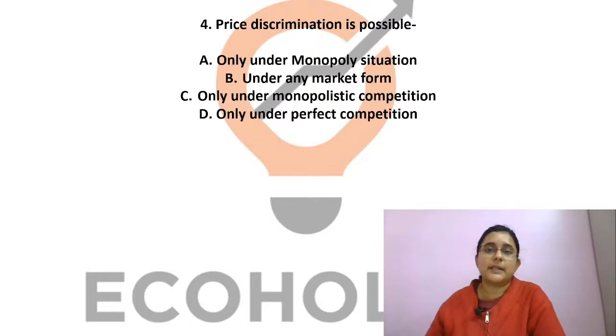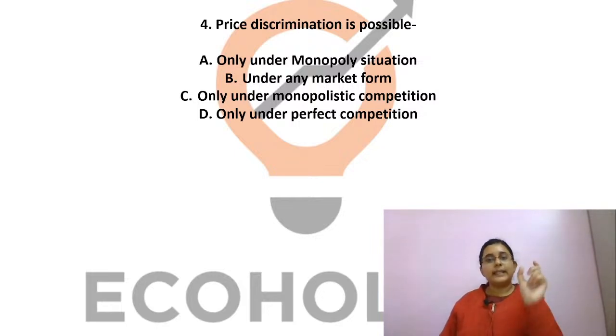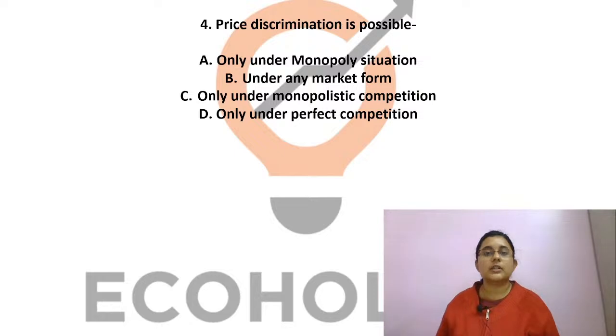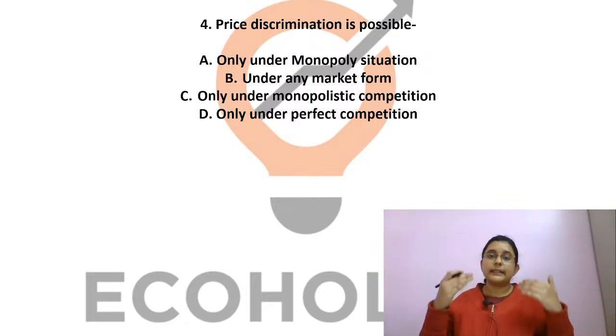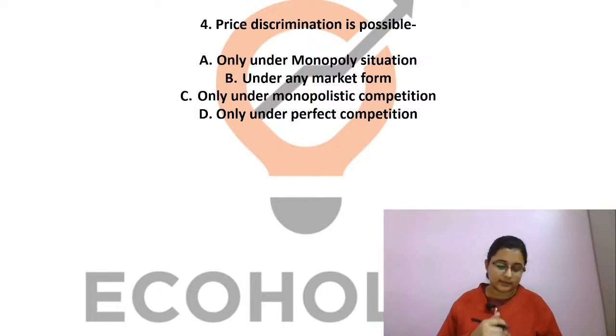But they'll be making a higher profit as compared to a perfectly competitive firm in the long run. Okay, the next question: price discrimination is possible. Option A, only under monopoly situation. Option B, under any market form. Option C, only under monopolistic competition. Or option D, only under perfect competition. Just think about it. Think about all these types of markets, then you will be able to give me the right answer. What are the features of these markets? Where can we have price discrimination?